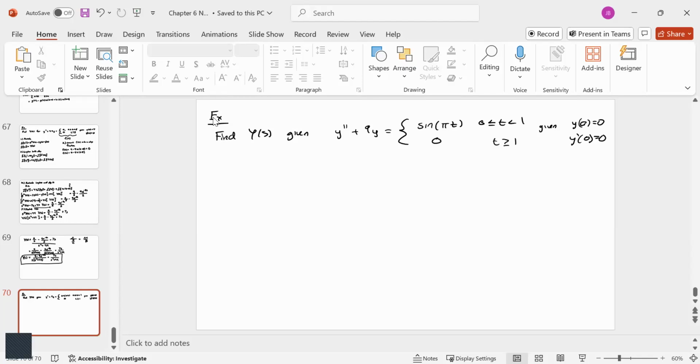I do want to note that they can say this in a different way. It looks like in this class in particular, they prefer to do piecewise functions. But they could also give it to you as y double prime plus 9y equal to sine of pi t times u of t minus 1. So if they give it to you in step function form, in a way, they're doing part of the work for you. The problem that I notice students have with that, though, is that they're often more comfortable with the piecewise form because they usually see that more often.